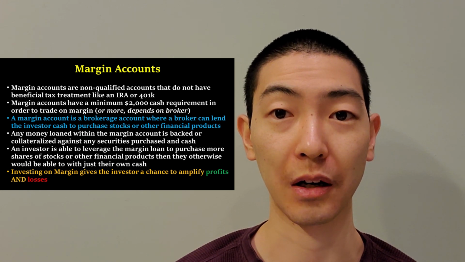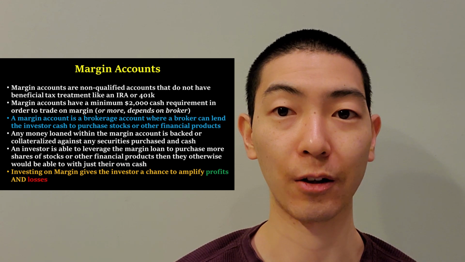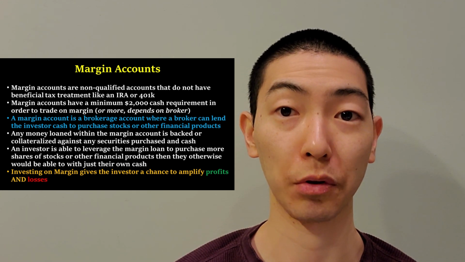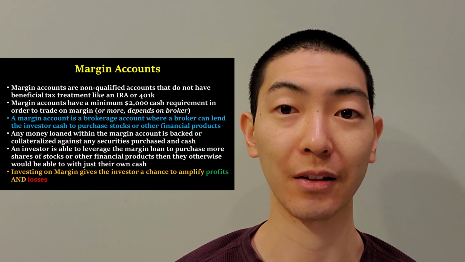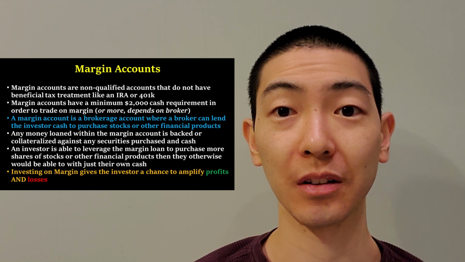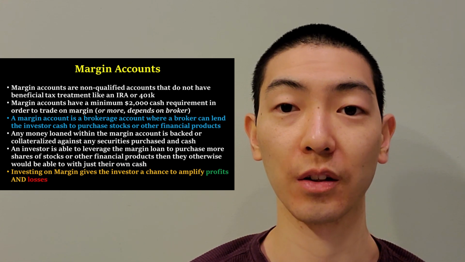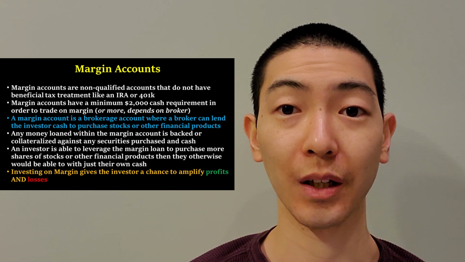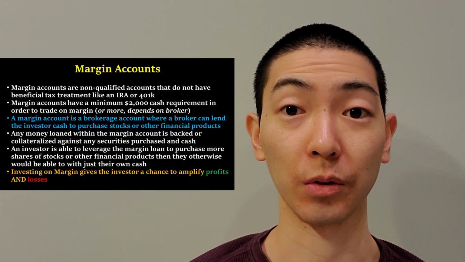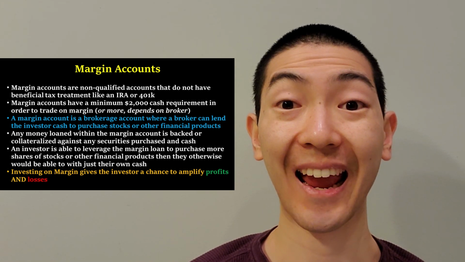or other financial products. Any money loaned within the margin account is backed or collateralized against any securities purchased and cash. Margin loans have set interest rates based on the amount that is borrowed, and those ranges are set by each broker. By investing with borrowed money, the investor is able to leverage the additional money to purchase more shares of stocks or other financial products than they otherwise would be able to with just their own cash. This gives the investor a chance to amplify profits and losses.